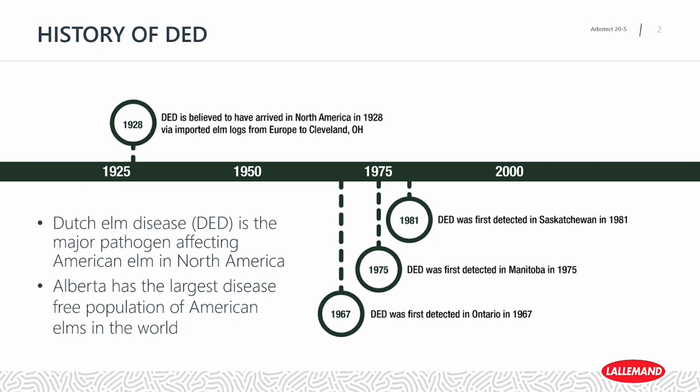Alberta is still DED free, despite a few detections, including one a few years ago in Lethbridge, but it has been eradicated every time. To this day, Alberta has the largest disease-free population of American elms in the world. Now, DED isn't actually from Holland, despite its name. It takes its name from the fact that Dutch researchers properly identified the strains of the fungus.